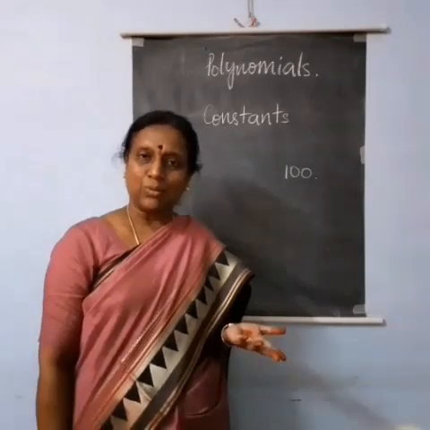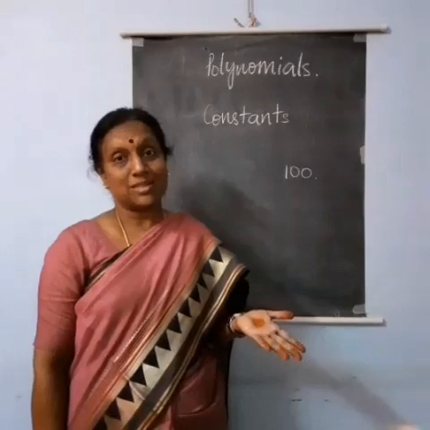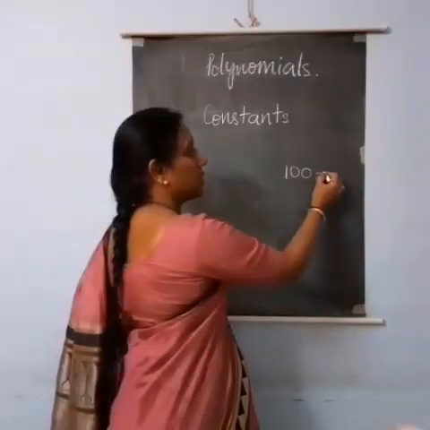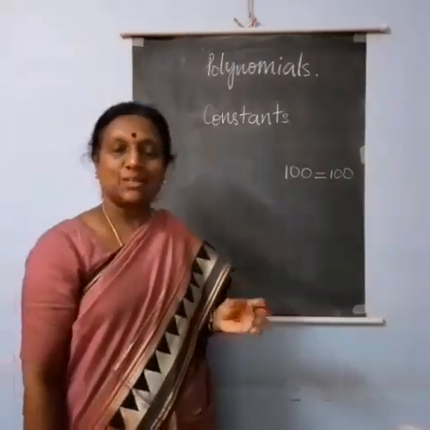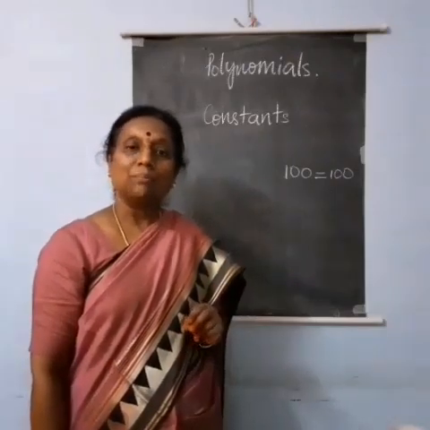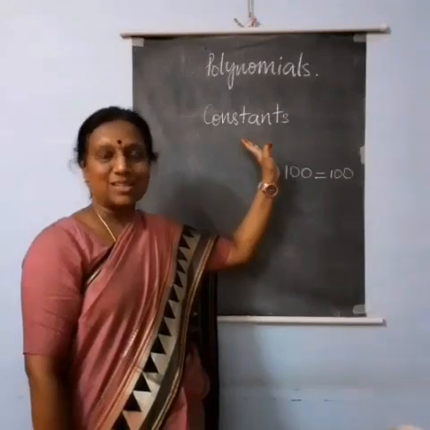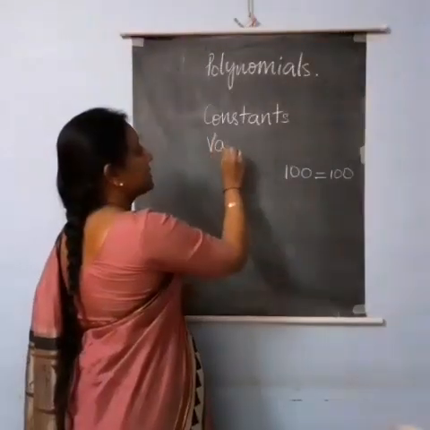Can 100 be equal to 10? No. Can 100 be equal to 1000? No. 100 can only be equal to itself. 100 always, right? So the value of a number never changes. So all numbers are examples of constants. Have you understood? Okay. Then what are variables?